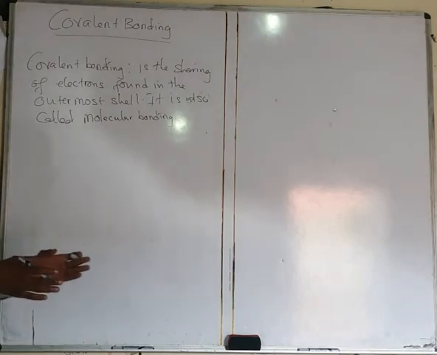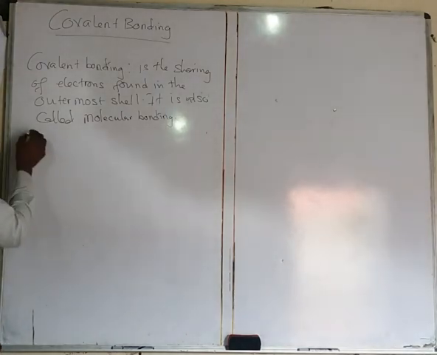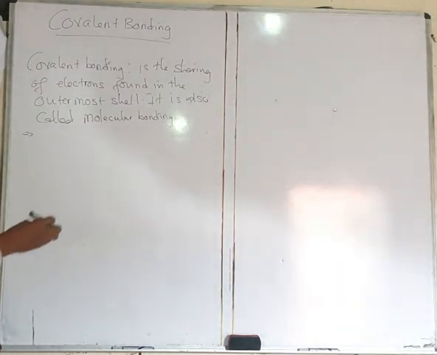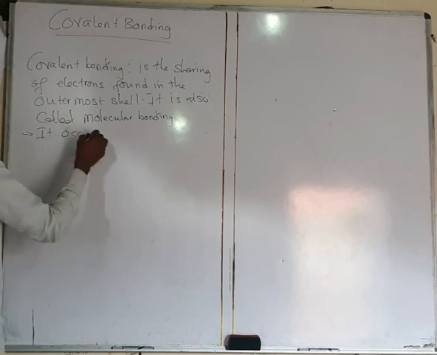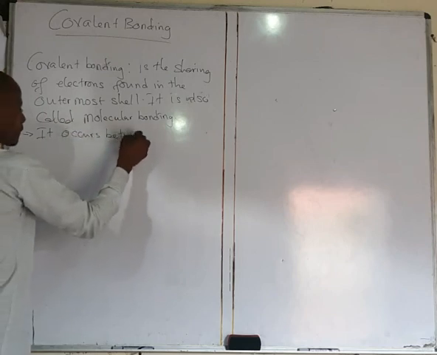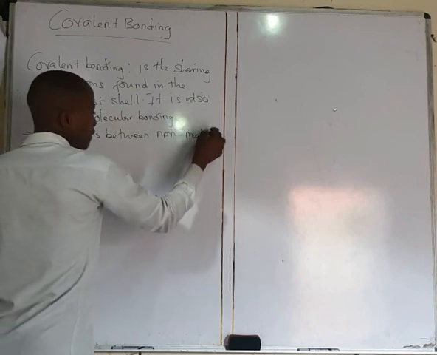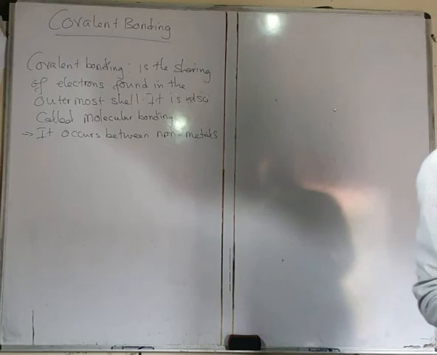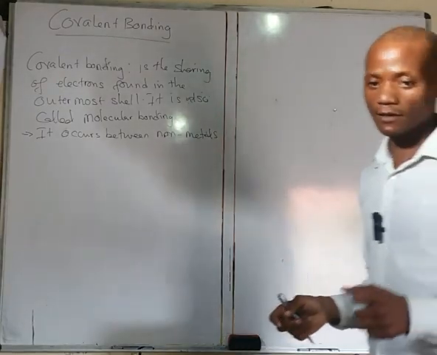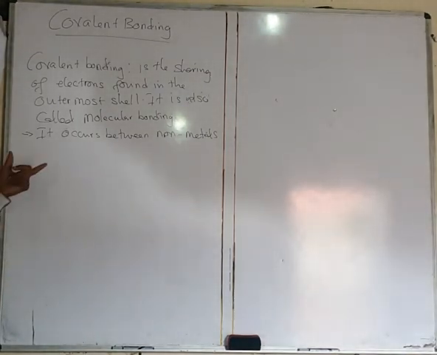This type of bonding occurs between non-metallic elements, between nonmetals. You get that, right? So covalent bonding takes place between nonmetals. Compared to ionic bonding, which we said is between a metal and a non-metal, this occurs between nonmetals. So that is what is called covalent bonding.